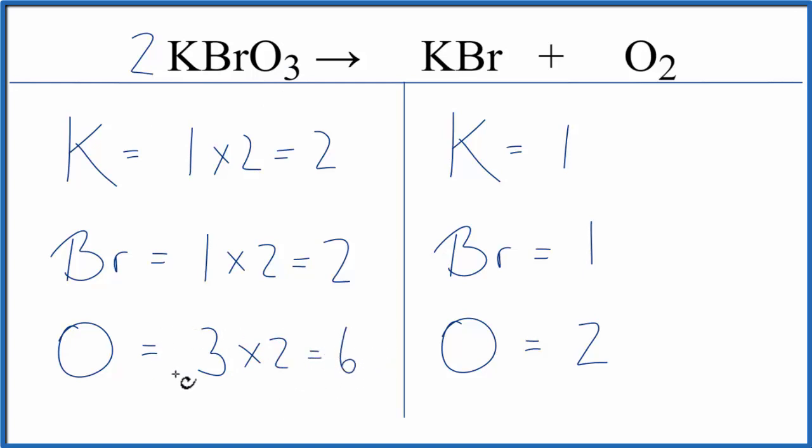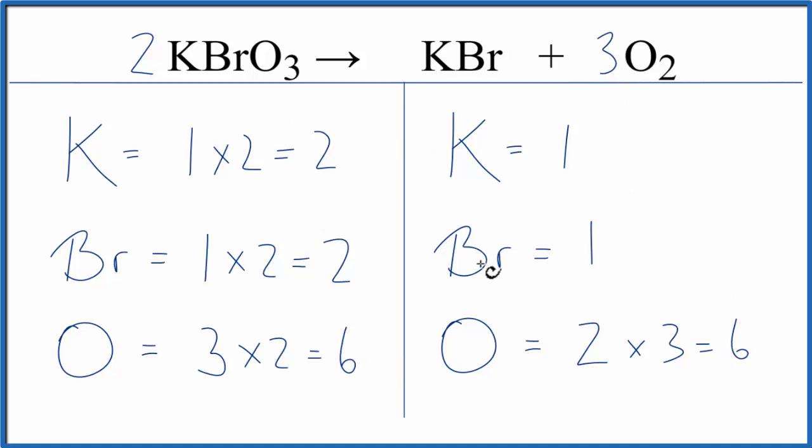That's good because now to fix the oxygens, I just need to figure out 2 times something gives me 6. 2 times 3, that gives me 6. So I'll put a coefficient of 3 right here. 2 times 3, I have 6 oxygens on both sides.